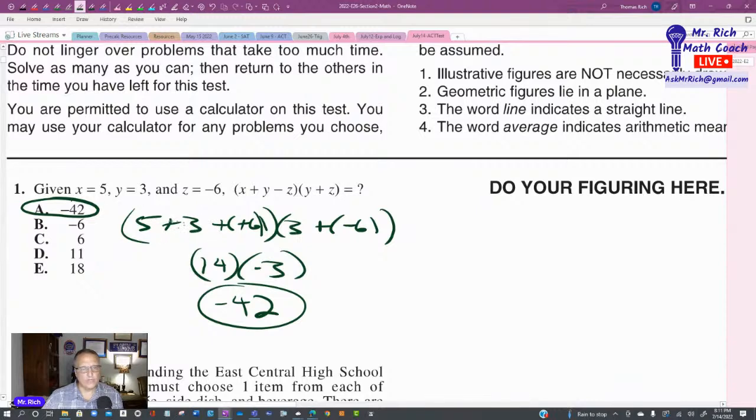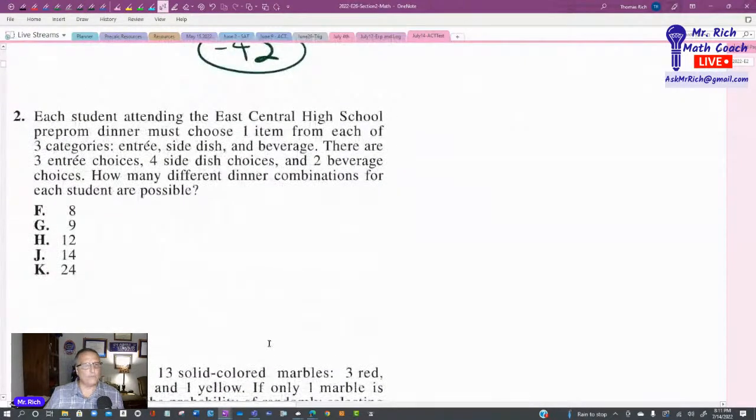Let me just double check here and make sure I didn't make any mistakes. I see that. Looks good. Y plus z, 3 plus -6, -3. Okay, yep, I like that answer. Let's go to number 2.